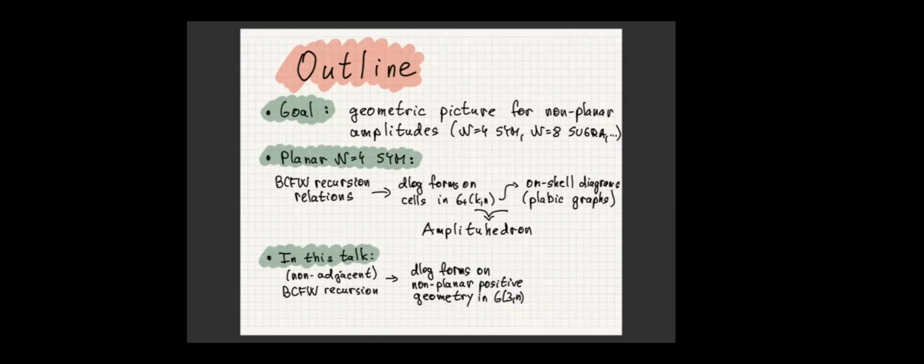We just heard from Julia, and we'll hear from Nima, about their interesting work in phi cube theory. I will be sticking here with N=4 super Yang-Mills, with some potential to extend it to N=8. And in the planar case, we will basically follow the path which happens in the planar case.